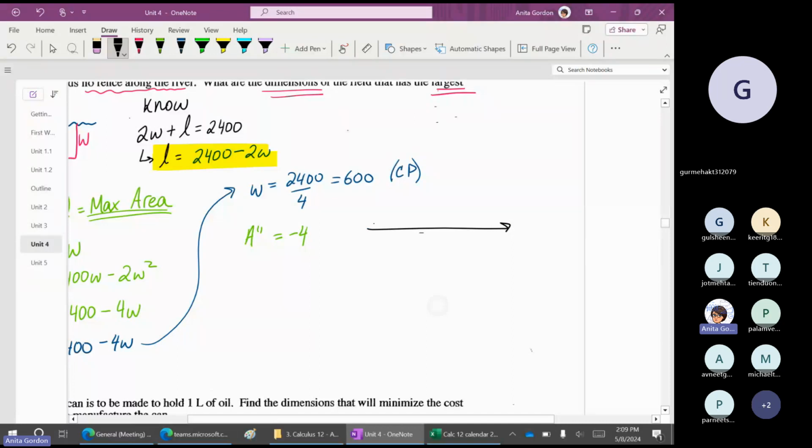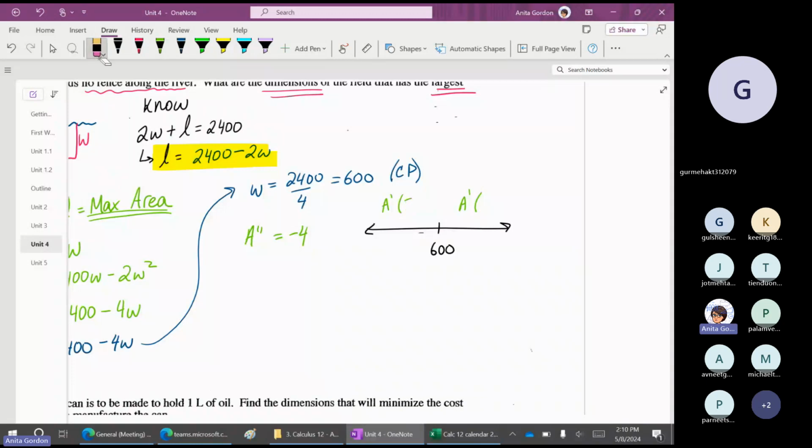If we have a number line with 600 in the middle, what is A prime doing when it's 500? What is A prime doing when it's, I don't know, 650, or really any number? You could do like 599 and 601. That's fine too.